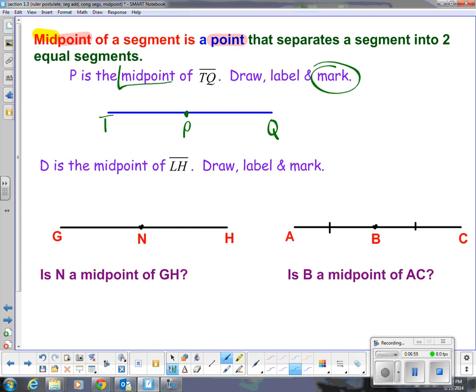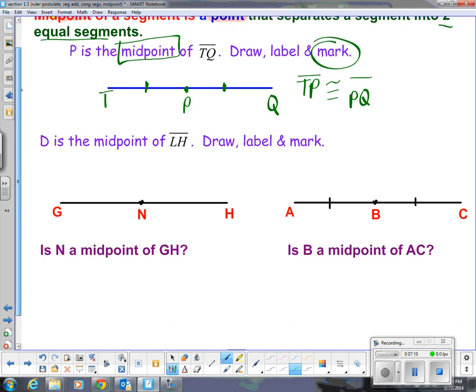Well, if you don't understand what a midpoint is, then that's going to be an issue. What does a midpoint do? It separates a segment into two equal segments. How do we mark congruent segments? There it is. So we know that segment TP is congruent to segment PQ.